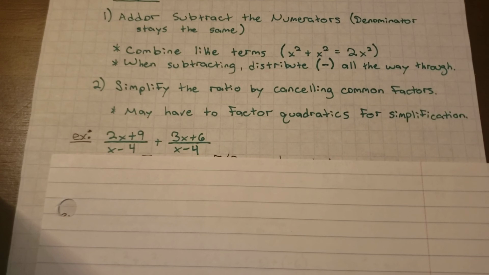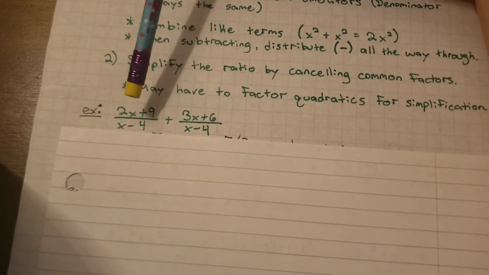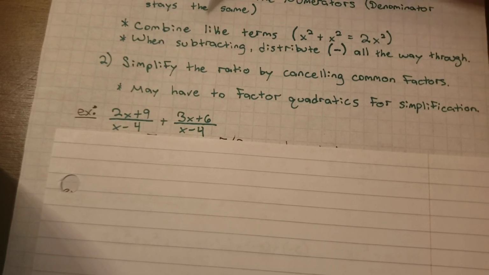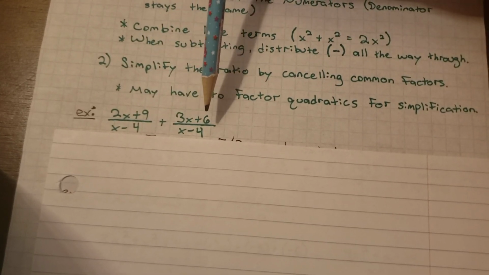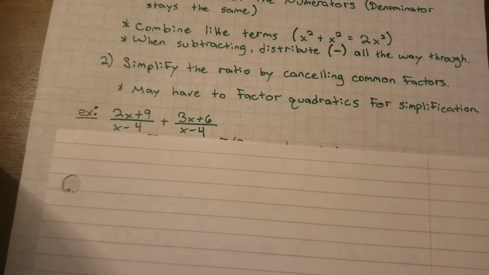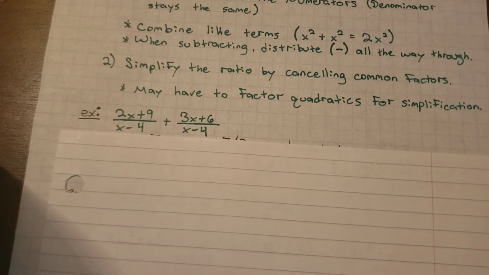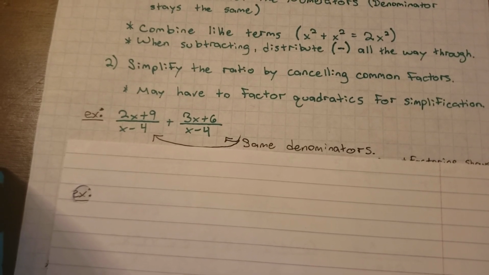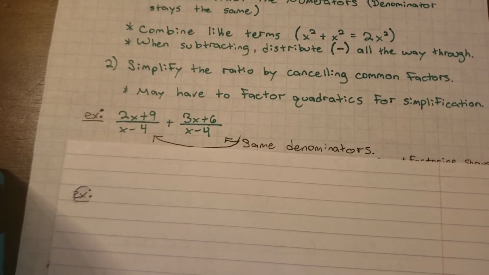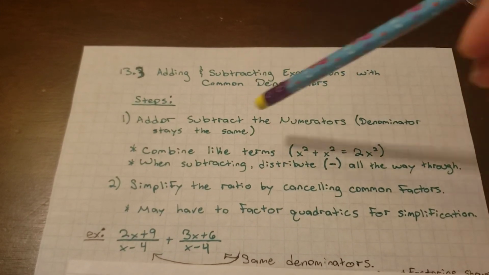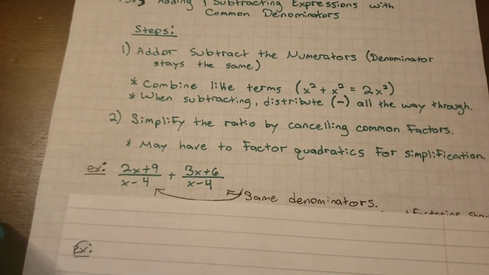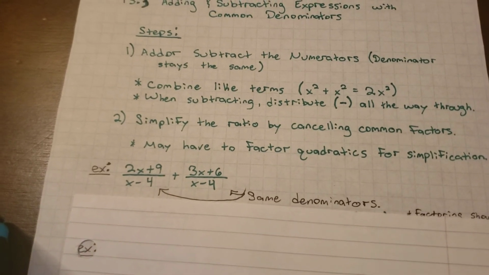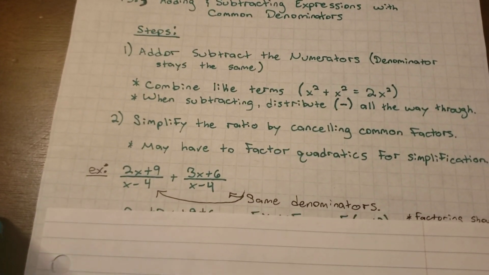Okay, here's my first one. 2x plus 9 over x minus 4 plus 3x plus 6 over x minus 4. So again, they have the same denominators. That's the first thing that matters. That is the title of our notes, so I didn't know if it was entirely necessary, but it is. They've got to have the same denominators for this to work out.